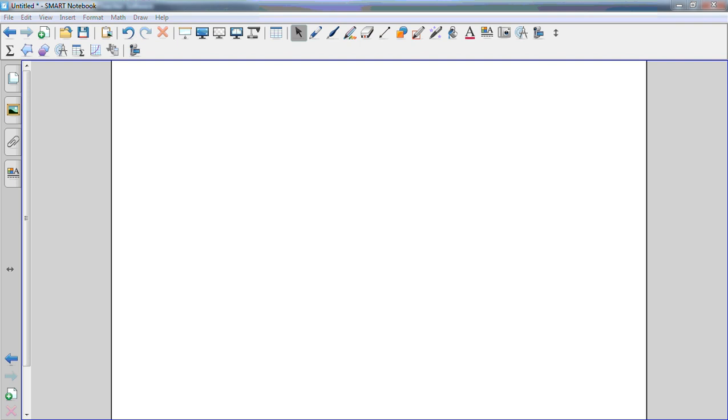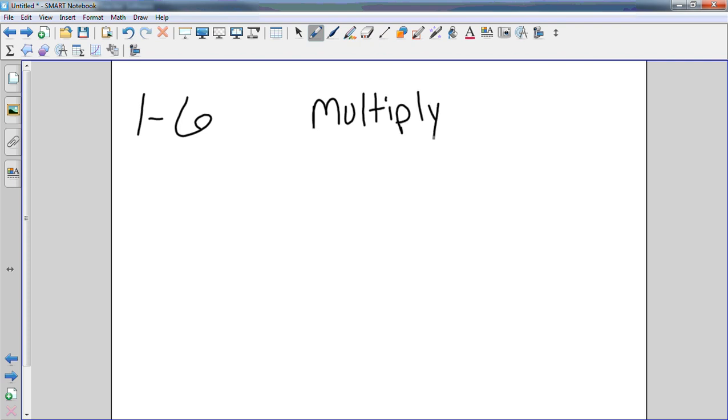Okay, now, chapter 1, section 5, I think, or section 6. We are going to be talking about multiplying and dividing real numbers. Multiplying and dividing positive and negative numbers are all real numbers.